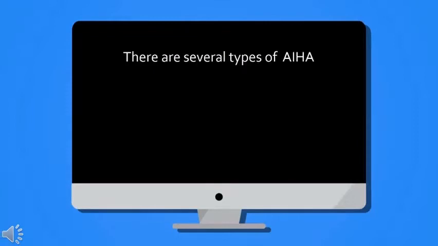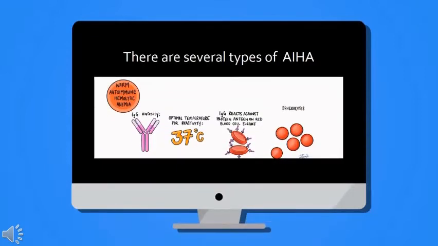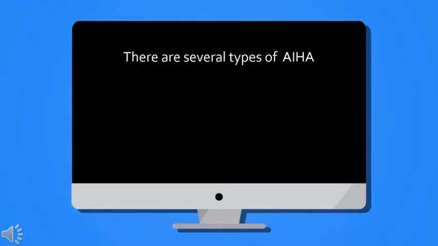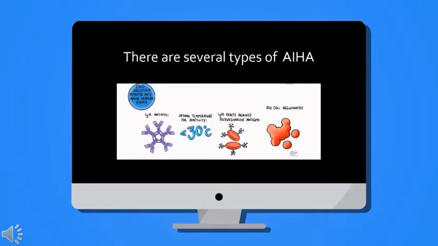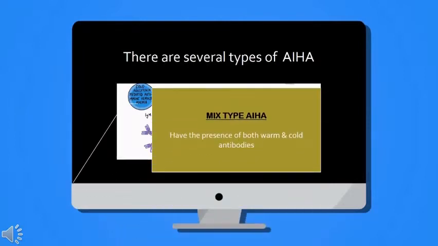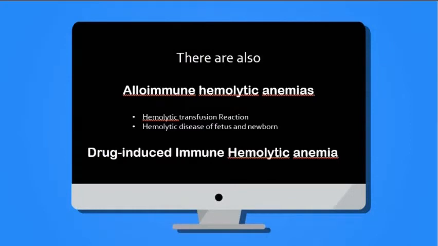There are several types of AIHA, which are warm AIHA, in which the antibody binds to the RBC at normal body temperature. Second, cold AIHA, in which the antibody binds to the RBC at 0 until 4 degrees Celsius. And the last one is mixed type AIHA, which has the presence of warm and cold antibodies. There are also other immune hemolytic anemias, which include hemolytic transfusion reaction, hemolytic disease of the fetus and newborn, and drug-induced immune hemolytic anemia.